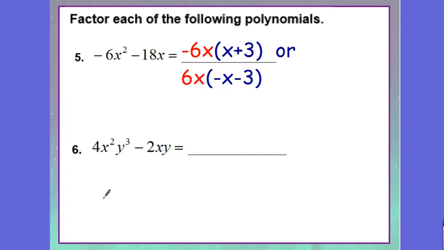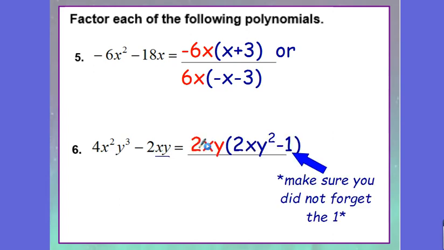Alright, so 4x squared y cubed and 2xy. They both can be divided by 2. They both have x's and y's in common. And because this one only has one power of each, that's all I can factor out. So 2xy is my GCF.